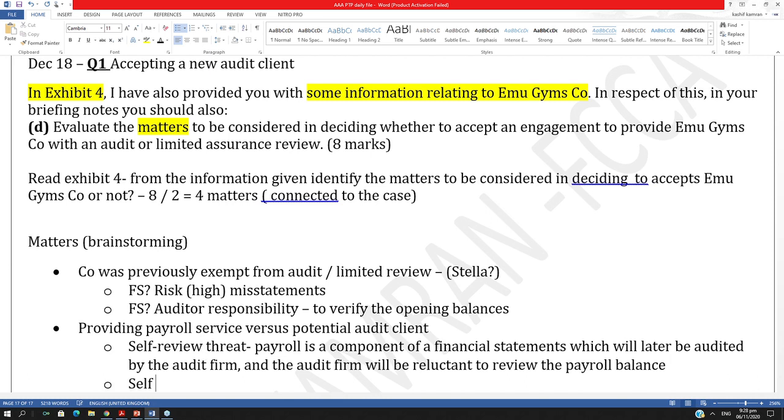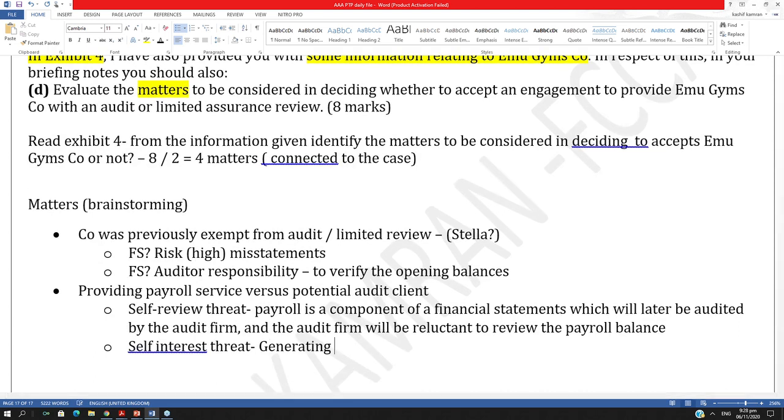The second ethical matter is the self-interest threat. Is there a prospect of generating more income from Emu Gyms? Are we already getting income for payroll services? Do you believe there is a prospect of generating more income from Emu Gyms? We are getting the income from the payroll, and in future we will be getting the income from audit. So do you believe that increases the income we will be generating from the client?